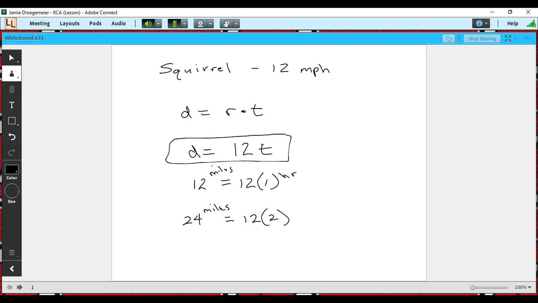And so that's the first part of what you're doing in that portfolio. You're going to choose two animals, and you're going to use their speeds to write equations. Then in our next video, we're going to talk about how you could graph those, as that's the next part of the portfolio.